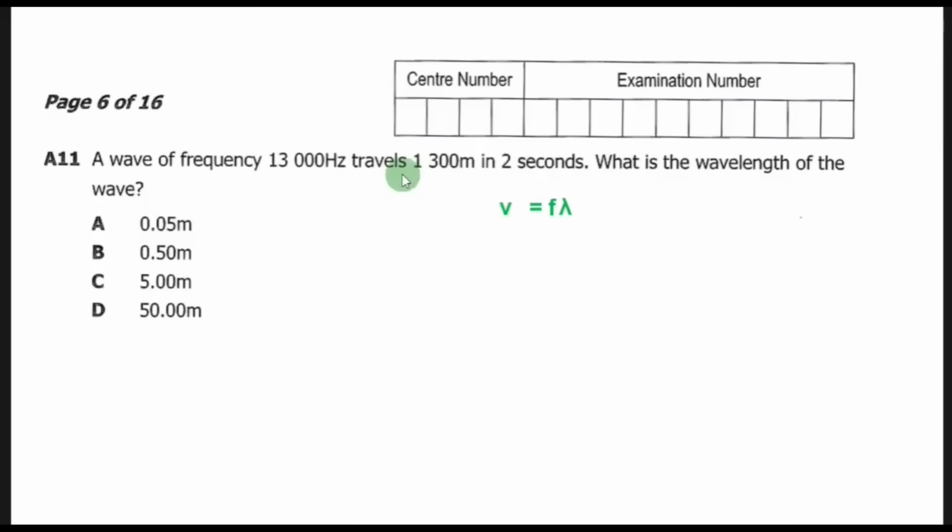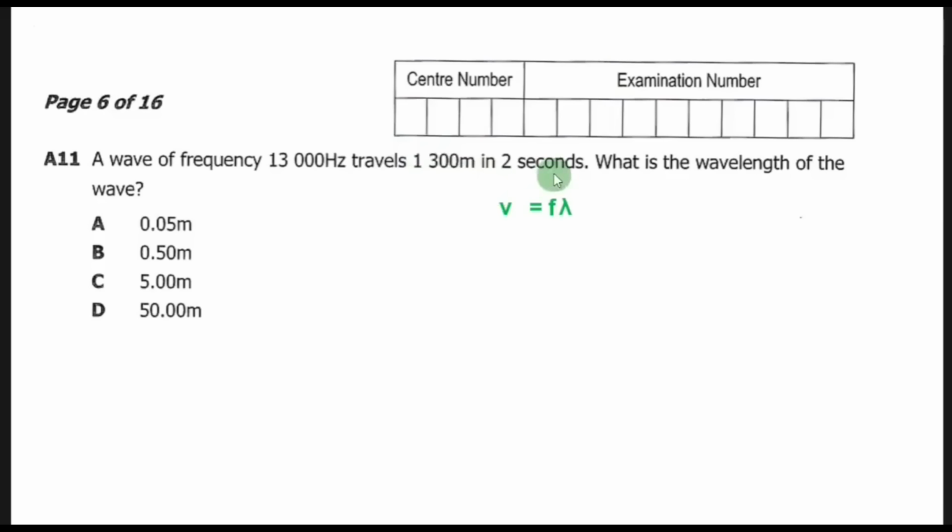Do we have velocity here? No. Frequency, do we have it? Yes, 13,000 Hz. Then lambda stands for wavelength, which is what the question is asking. So first of all, we need to know velocity. We have not been given it, but have we been provided information to help us find velocity? Yes.